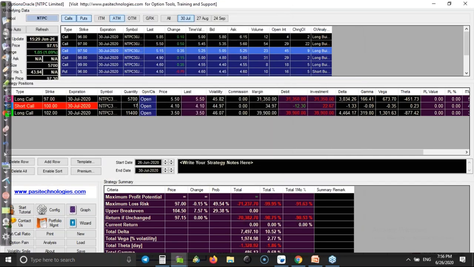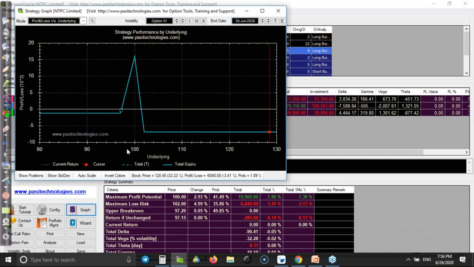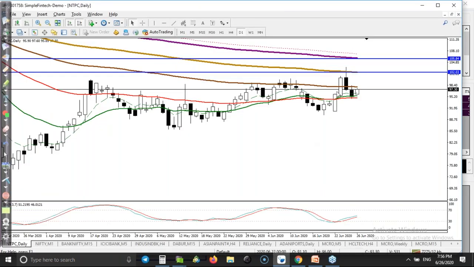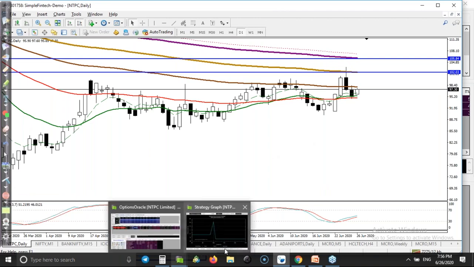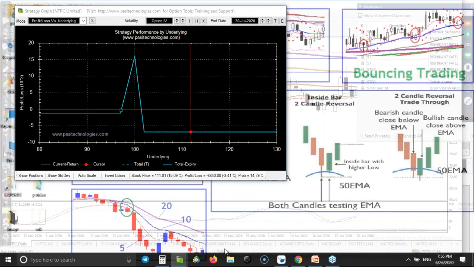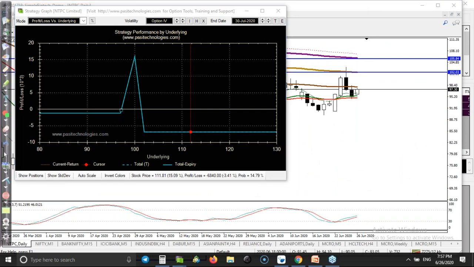5700 into 3 100 17 100. All right, now check it. What is the profit and loss graph here? Now I can see here, I am just showing if price gaps down. All right, let me check it. Here I can see if price gaps down from this area, our maximum loss will be 1140 rupees.